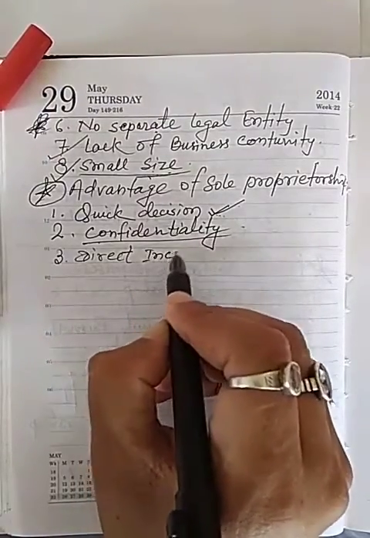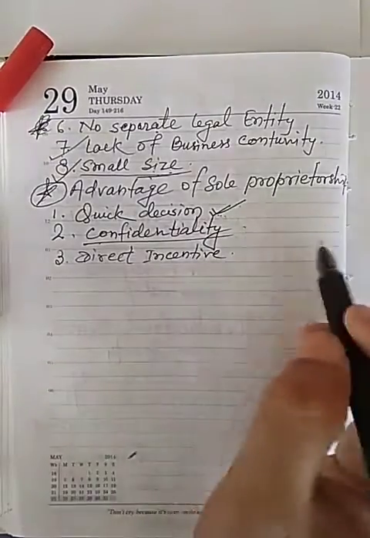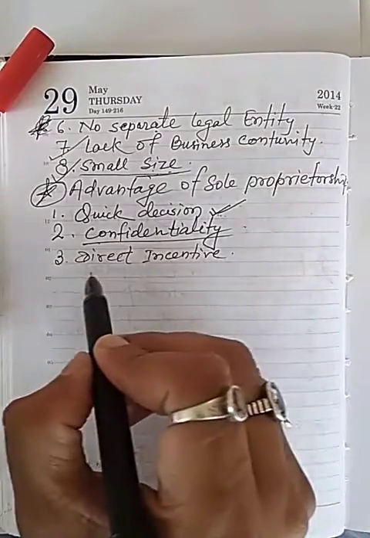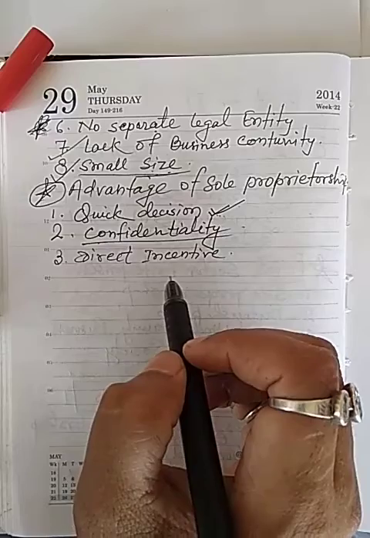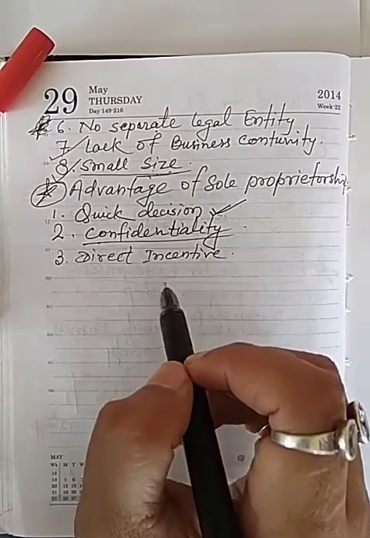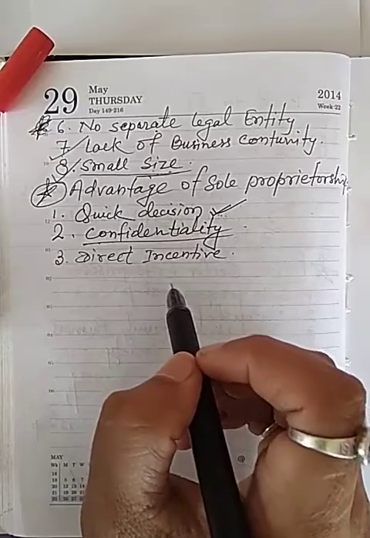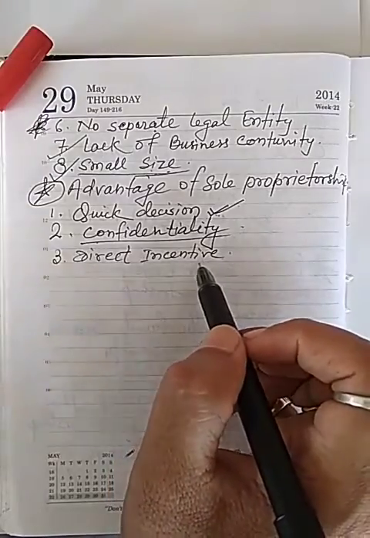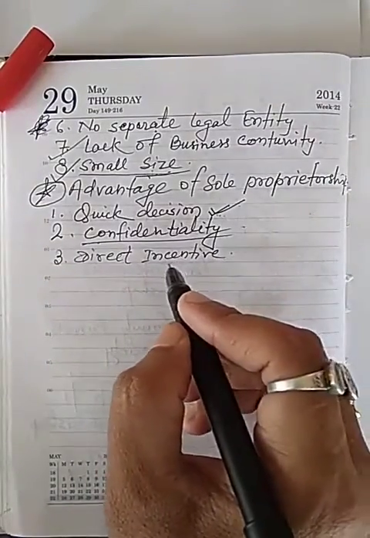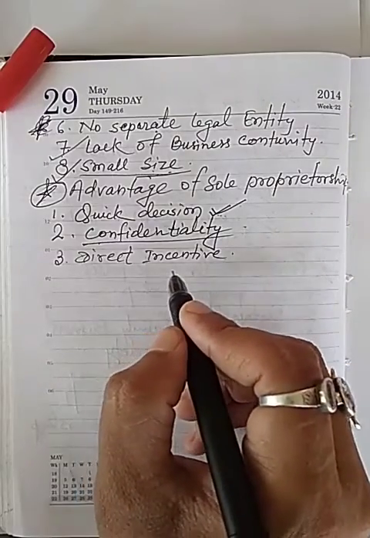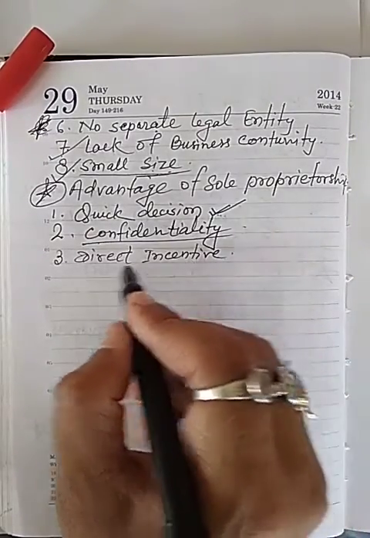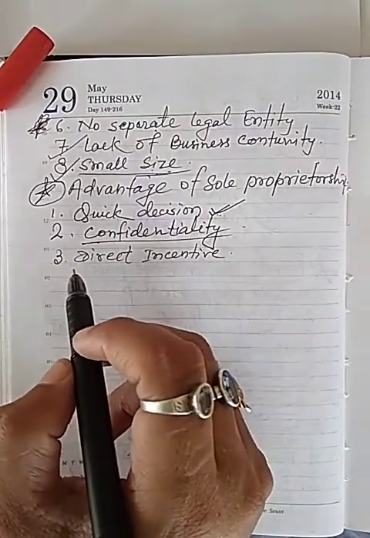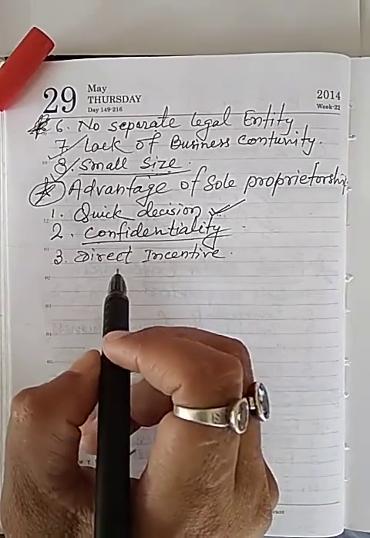Third point is direct incentive. In a sole proprietorship firm, there is a direct relation between the effort and reward, which means if the proprietor puts in extra effort, then profit increases and the proprietor gets extra income. So the proprietor is always motivated to work extra to get extra reward.